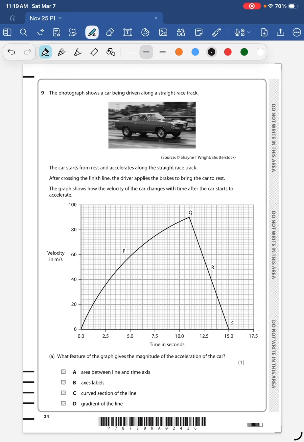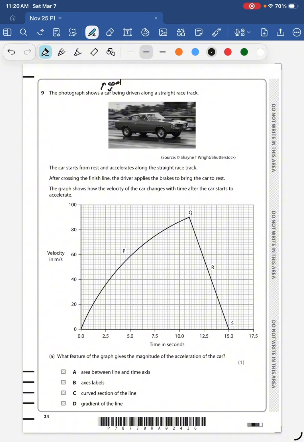So the photograph shows a cool car being driven along a straight racetrack. The car starts from rest and accelerates along the straight racetrack. After crossing the finish line, the driver applies the brakes to bring the car to rest. The graph shows how the velocity of the car changes with time after the car starts to accelerate.